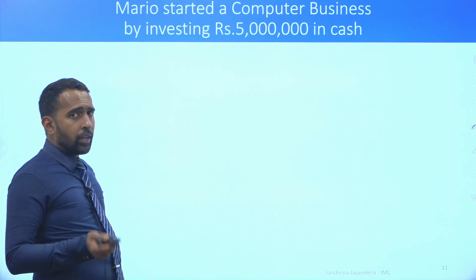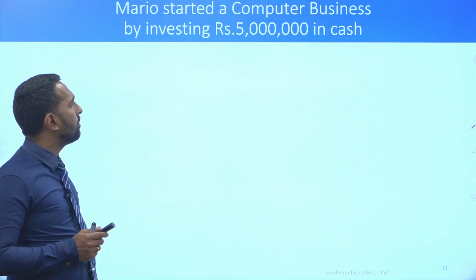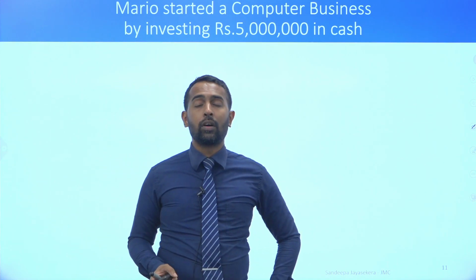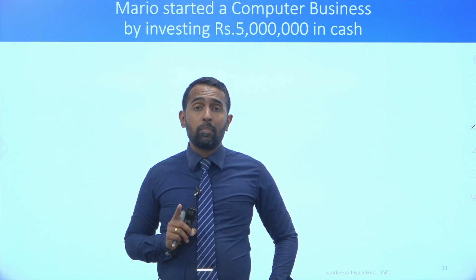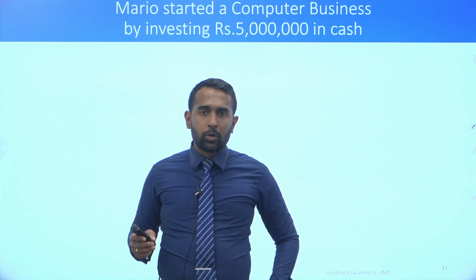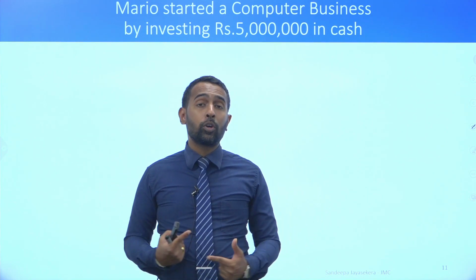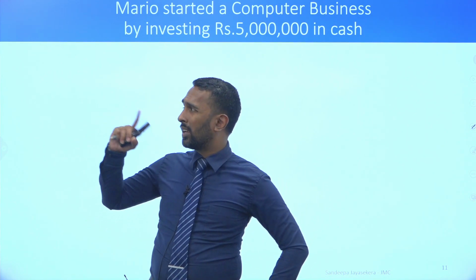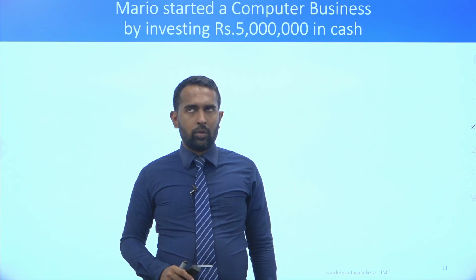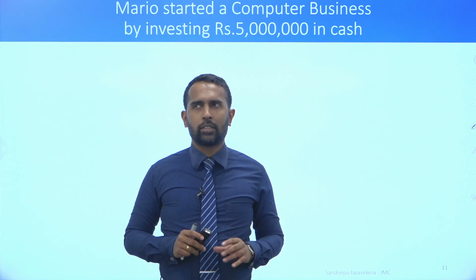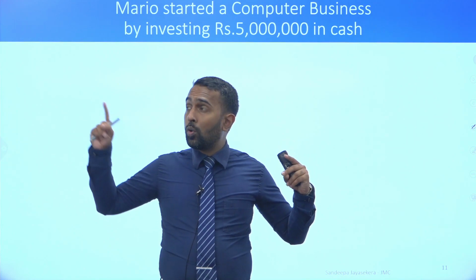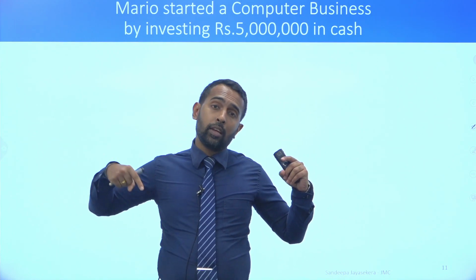There's a guy called Mario. He has invested 5 million in a computer business. What we need to consider is the computer business point of view. Mario and the business are separate. Right? Now we have to think from the point of view of the computer business. As if you are the computer business, now your owner Mario has put 5 million to you.